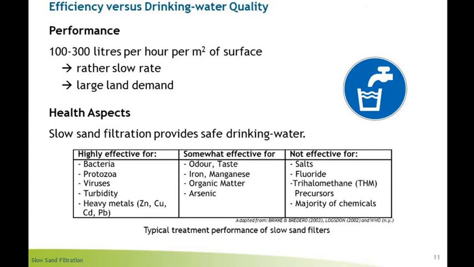So what is the health aspect? Slow sand filtration provides safe drinking water. It is highly effective for bacteria, protozoa, viruses, turbidity, and heavy metals, which are going to be removed here. Somewhat effective for odor and taste, iron, manganese, organic matter, and arsenic, and not effective for salt and fluoride. So if you want to remove fluoride, in that case a defluoridation process is required.